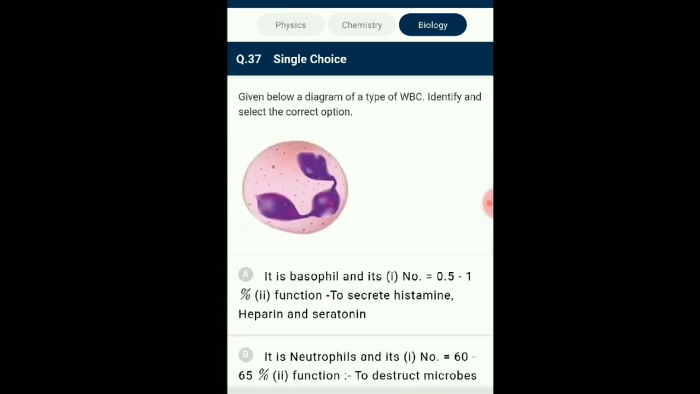Question number 37. Given below is a diagram of types of WBC. Identify and select the correct option.